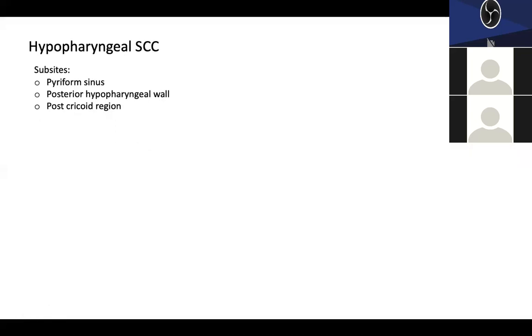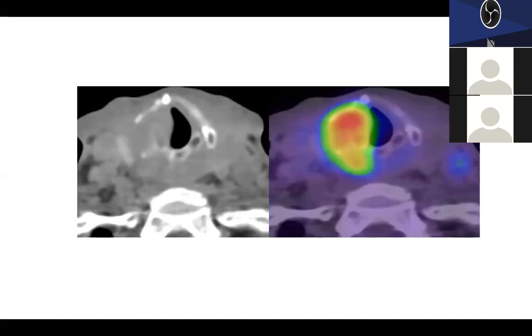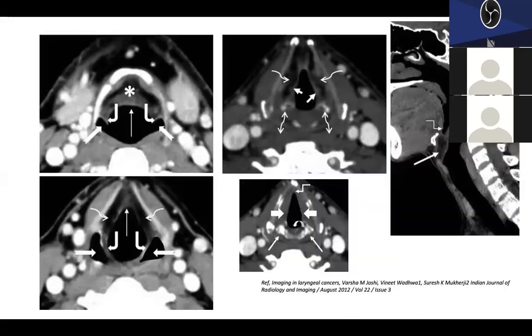Now hypopharyngeal SCC. The hypopharynx has 3 subsites: pyriform sinus, posterior hypopharyngeal wall, and post-cricoid region. Let us go back to this. This is your pyriform sinus, lateral wall. This is the posterior hypopharyngeal wall, or the posterior pharyngeal wall. It starts from the level of the hyoid and ends at the level of the cricoid. Below this, at the level of the cricoid arch, posterior to this is your post-cricoid region, which is continuous inferiorly with the cervical esophagus.